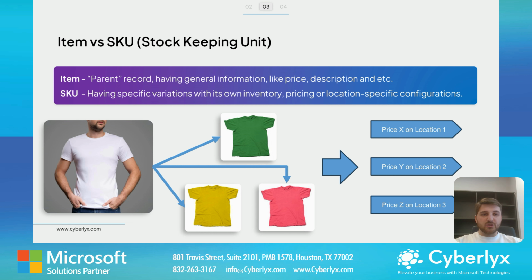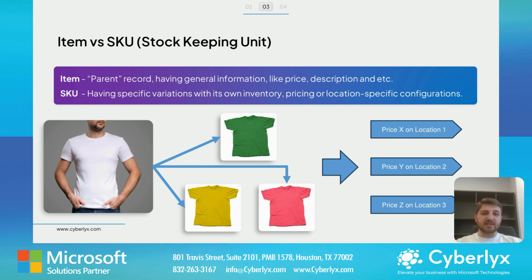SKUs are a game changer for inventory control. They let you track stock levels, costs, and sales prices per variant and per location. You can define unique planning parameters like reorder quantities or safety stock for each SKU, tailored to specific warehouses or markets. They also support features like lot or serial number tracking.